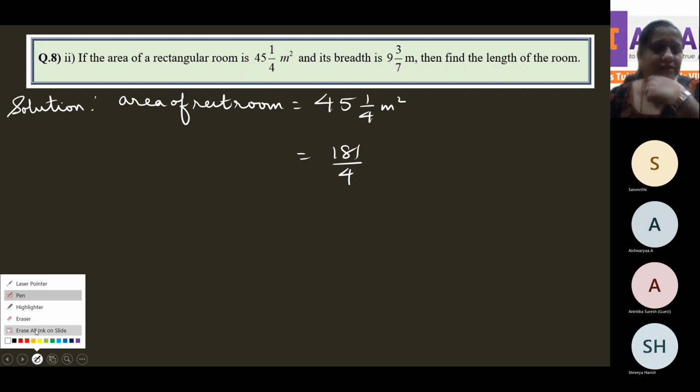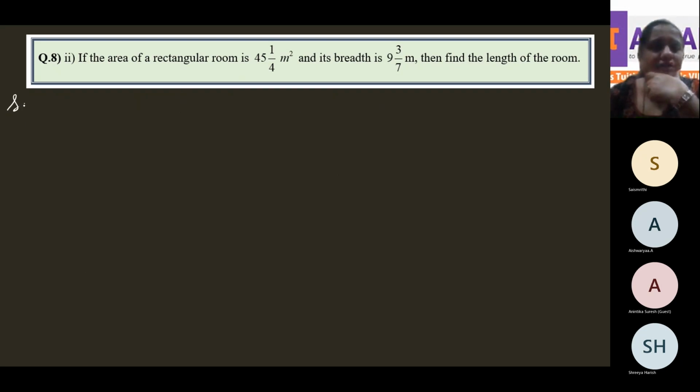Very good. Correct. So we'll write the equation first. Solution. We know that L into B is equal to area. Length is not given, so you can keep L as L itself.